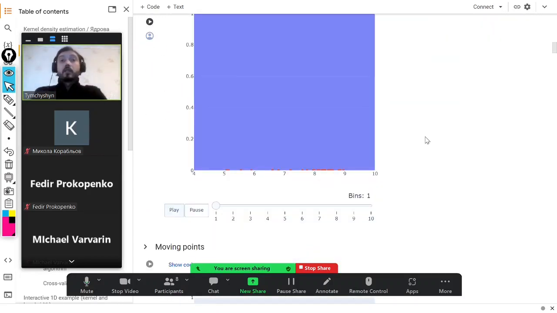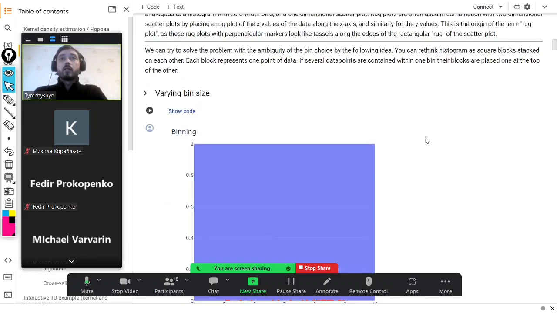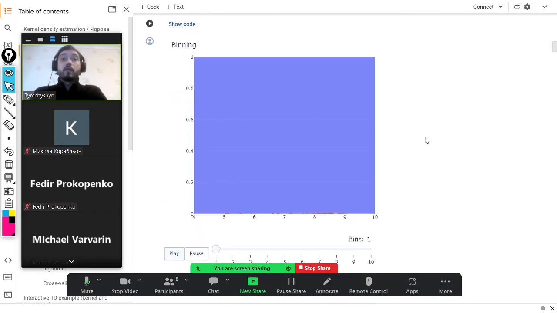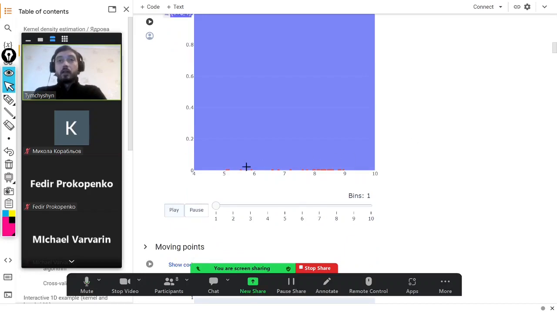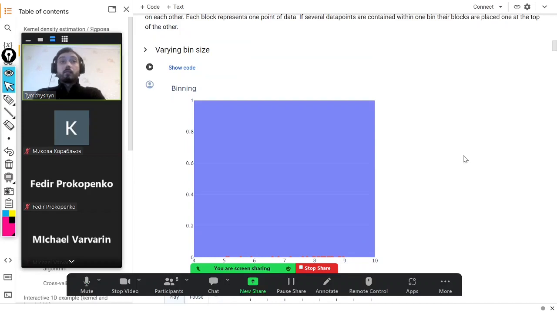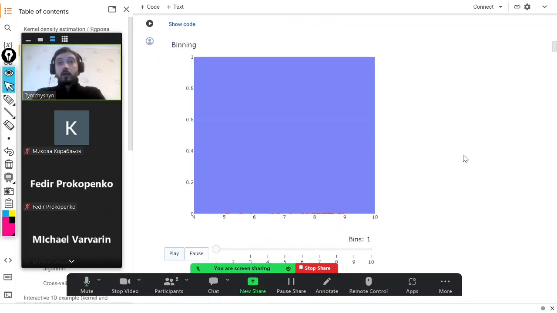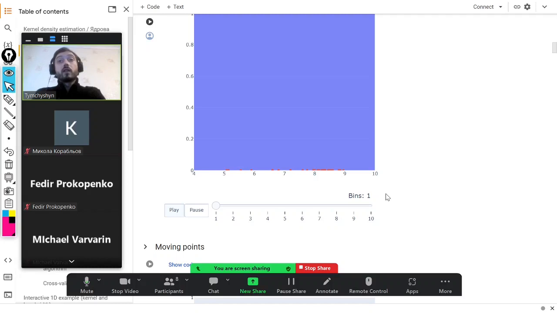Okay, so let's consider some cases when I have different histograms on the same data. Here is my data set. These orange dots are my data points that came from some sort of distribution, whatever it was, and I'm trying to recover that distribution by building some histogram on top of that. And I want to try using different number of bins for that histogram.